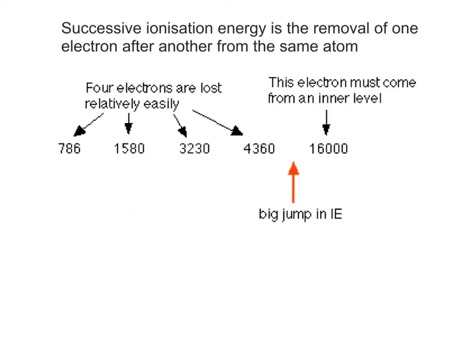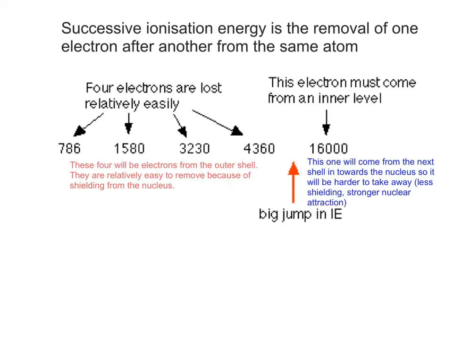So if we look at successive ionization energy, this is the removal of one electron after another from the same atom. And what it does is it gives us a clue as to how many electrons are in the outer shell. So if you look at the data closely, you'll see that the first four numbers are relatively low compared to a relatively large number of 16,000. So we can deduce from this that the first four electrons must be in the outer shell. They experience similar shielding, so they're not particularly difficult to remove. The one at 16,000 will come from the next shell in towards the nucleus, so because it's closer to the nucleus, it's harder to take away.